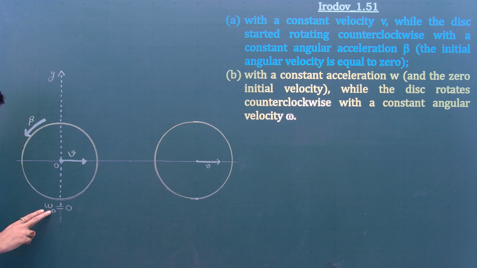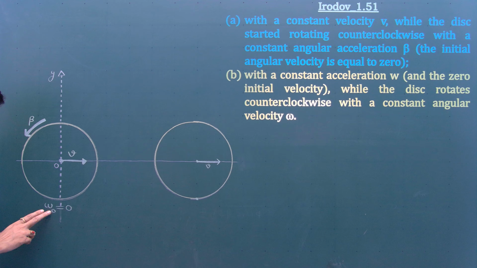If at the initial moment the axis C of the disk, C means center of the disk, was located at the point O, after which it moved. So this is the half part of the question. The remaining part is this: with a constant velocity v, while the disk started rotating counterclockwise with a constant angular acceleration beta, the initial angular velocity is equal to 0. So this is the first part.